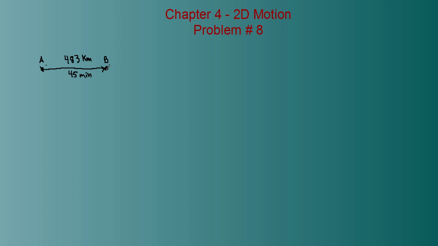Then the plane flies south to city C, 966 kilometers and 1.5 hours. And yeah, so that's it. Part A is looking for the displacement. Actually, A and B are together. A is the magnitude of the displacement and B is the direction.